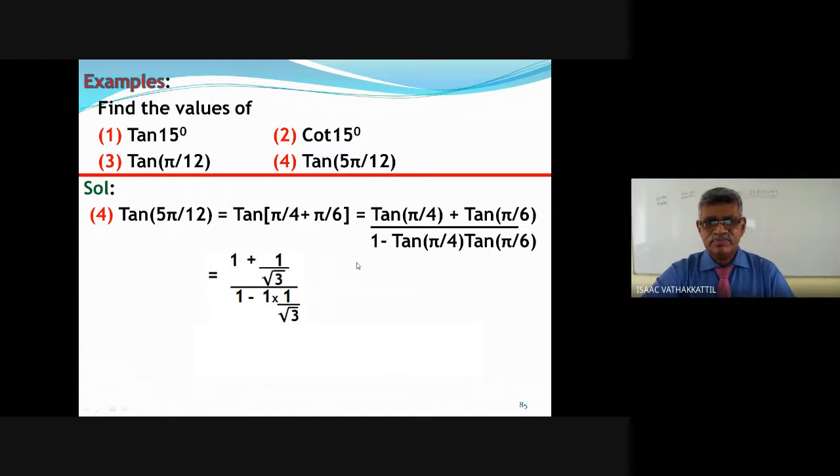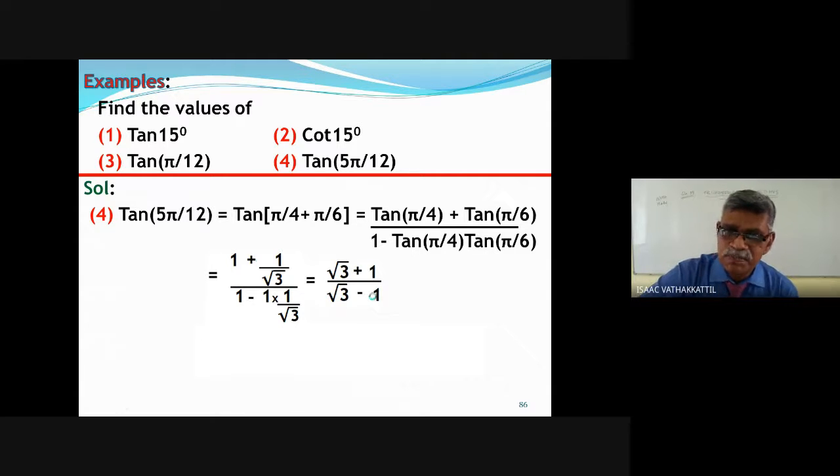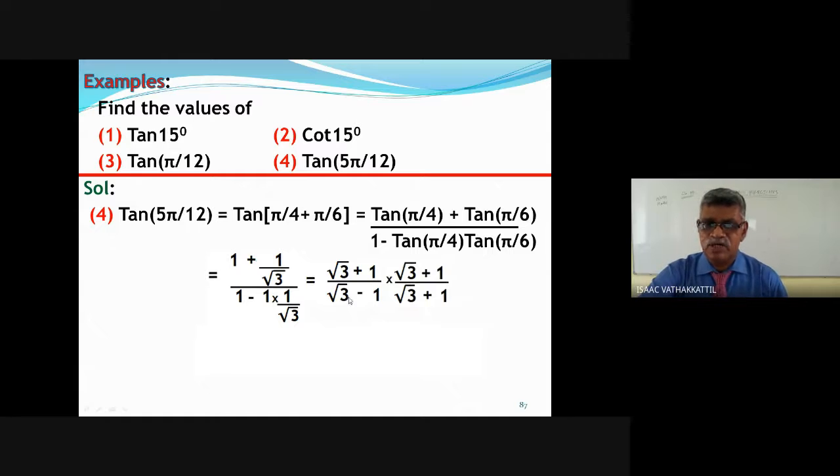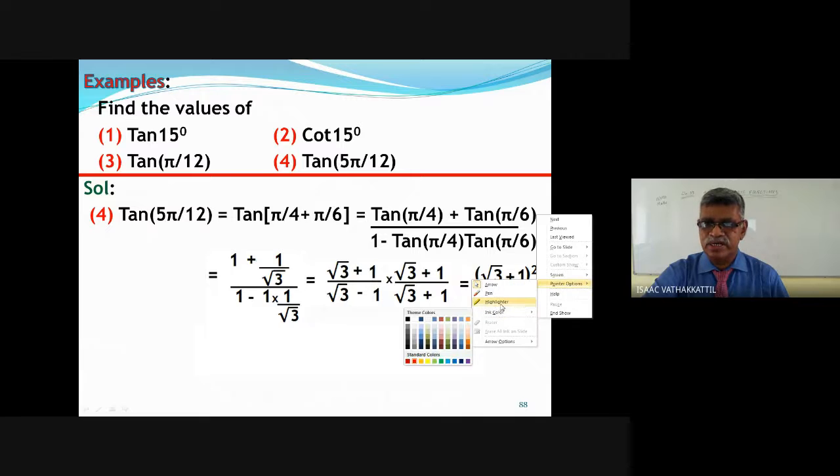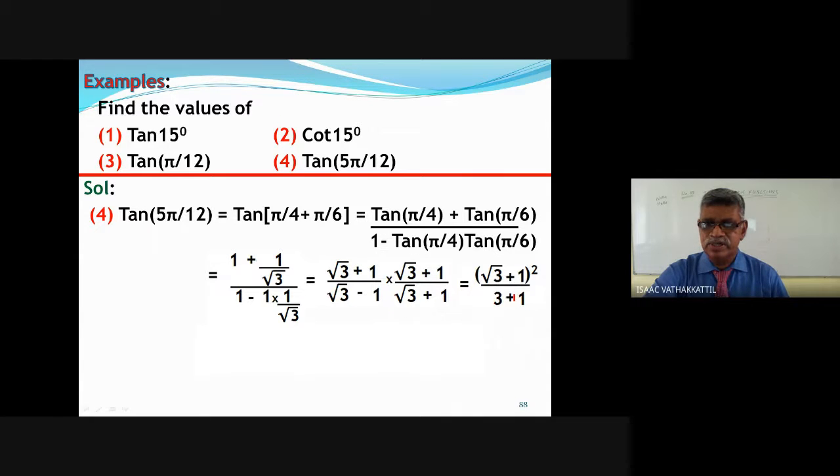Okay? So that is 1 plus 1 by root 3 upon 1 minus 1 by root 3. Take an LCM, you get root 3 plus 1 by root 3 minus 1. What is the rationalizing factor here? It is root 3 plus 1. Rationalizing the denominator, the numerator is root 3 plus 1 whole squared. Denominator is 3 minus 1. I'll say it's an oversight on my side.